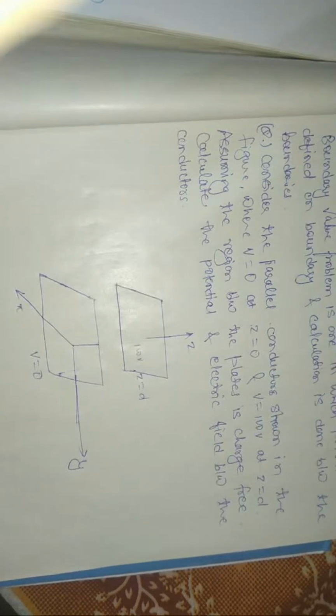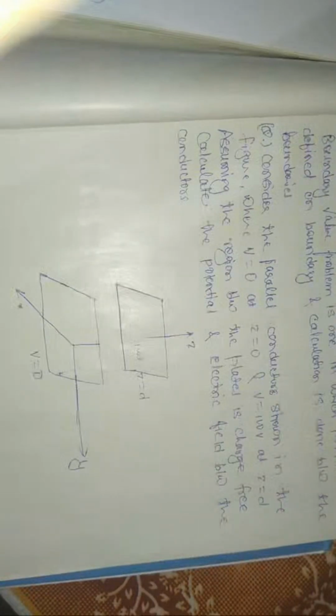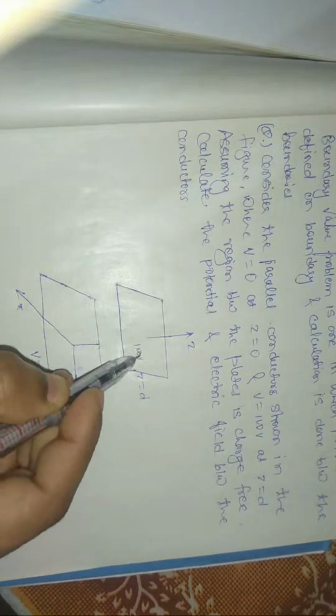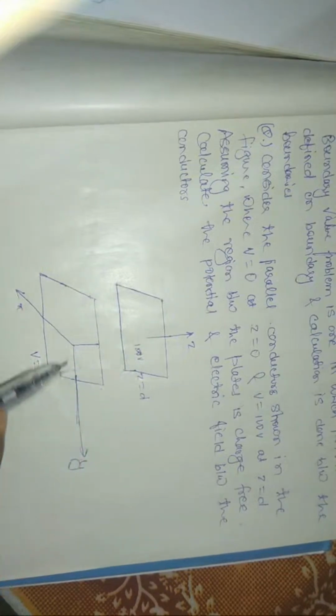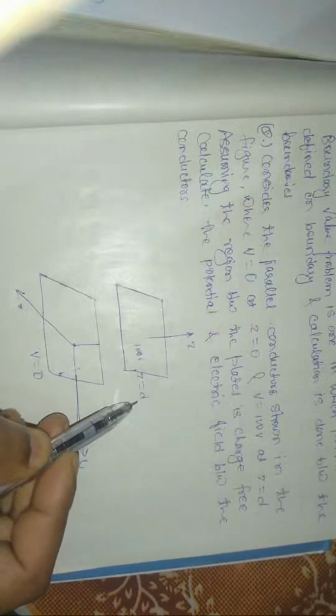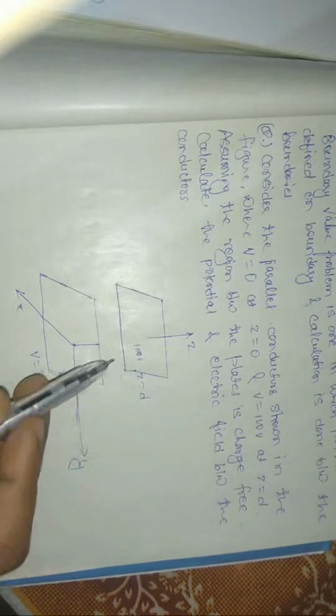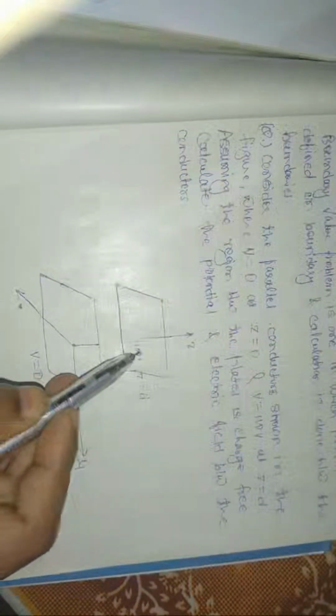Let's do a problem. Consider the parallel plate conductors shown in the given figure, where potential is equal to 0 on the lower plate and potential V equal to 100 volts on the upper plate, and the distance between the lower and the upper plate is z equal to d, as shown in the given figure. You have to calculate the potential and the electric field between those conductors.